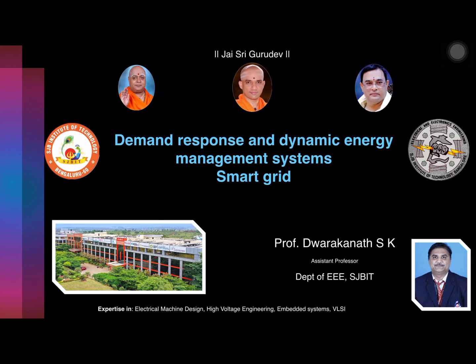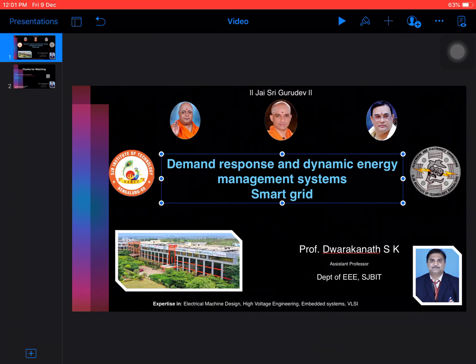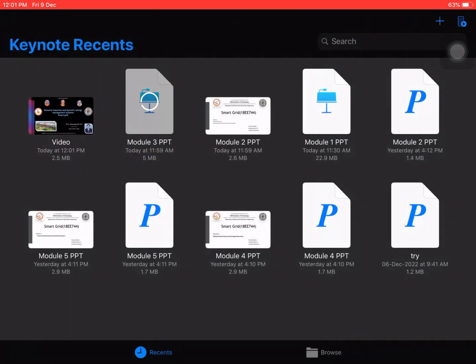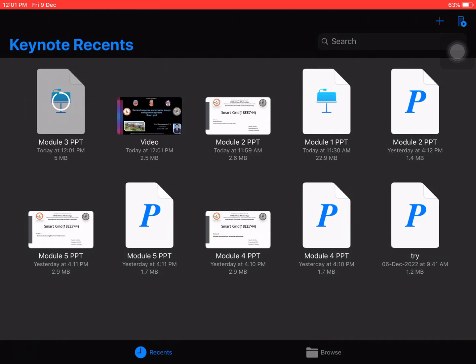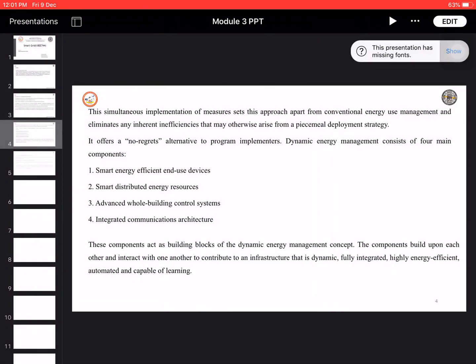So today's topic of discussion is demand response, how to enable it, and the dynamic energy management system in the course called Smart Grid. The target audience being final year electrical and electronics engineering students, those who have opted for the professional course called Smart Grids. So let us go into today's topic of discussion: demand response enabling and the four major components of dynamic energy management system.